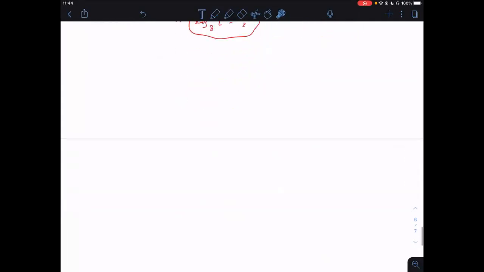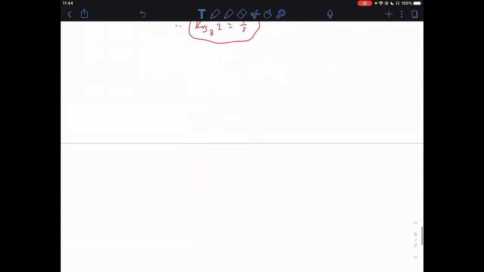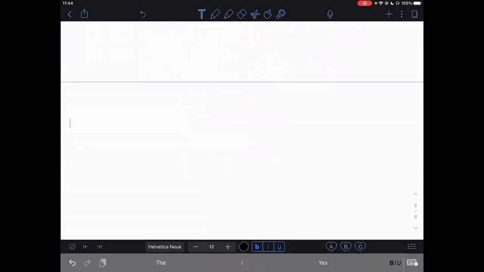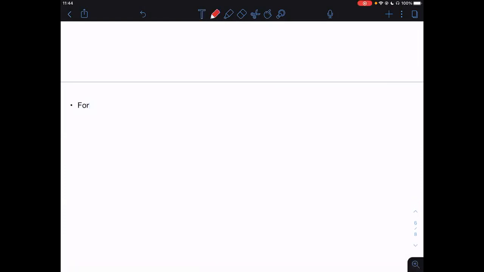A couple more review notes here. I'm going to have to write it out because there's no subscript in this app. For log base a of x equals y, the properties are that our base a has to be a positive value, x has to be positive as well, and y can be any number.